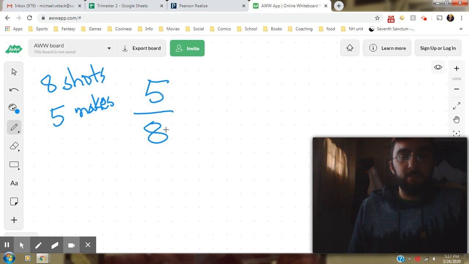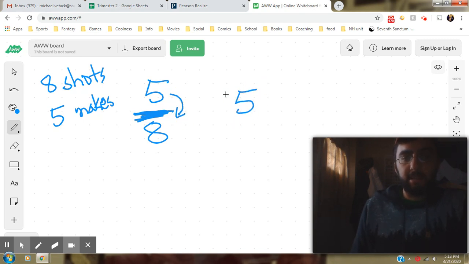So 8 can't get to 100 easily. There's nothing you can do. I mean, you could find a decimal to multiply by 8 to get to 100, but that's going to take a lot of work. So what we're going to do instead is use our knowledge that this bar means division. And we're going to divide 5 by 8.